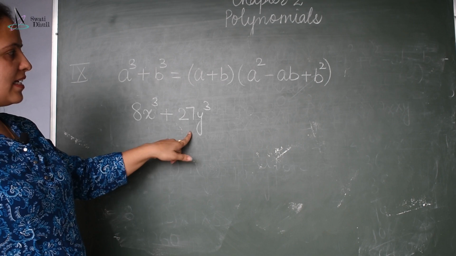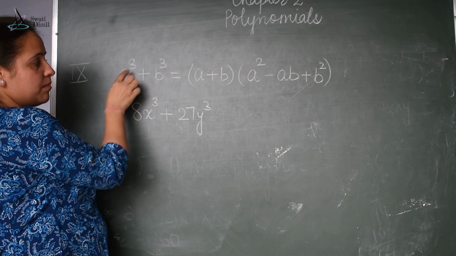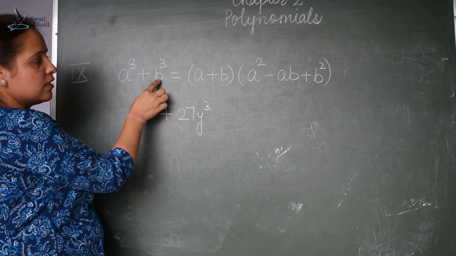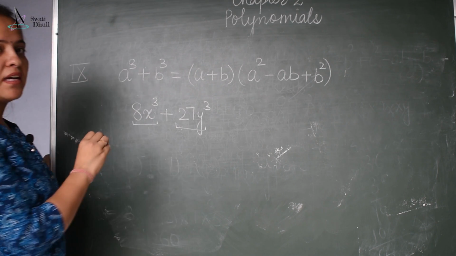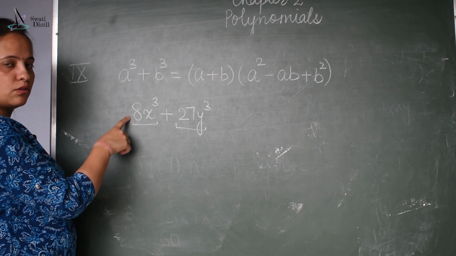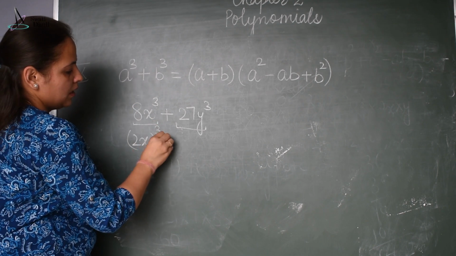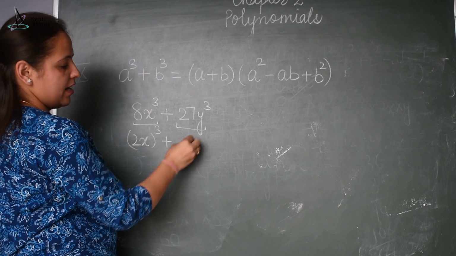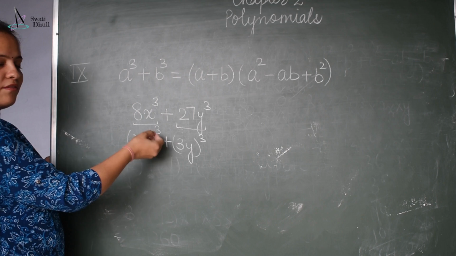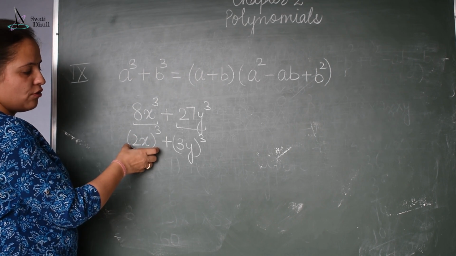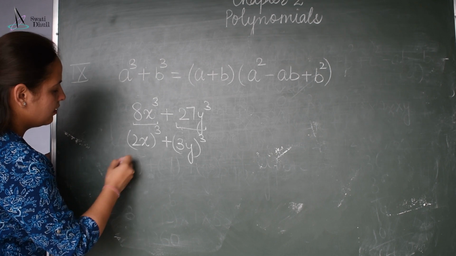So to factorize it, I have a cube, that means whole a cube, and here it is whole b cube. So I have to make it a whole. How can I make a whole? 8 I can write as 2 cube, so 2x whole cube plus 27y cube. I can write it as 3y whole cube. So in place of a I have 2x, in place of b I have 3y. So I can factorize it.